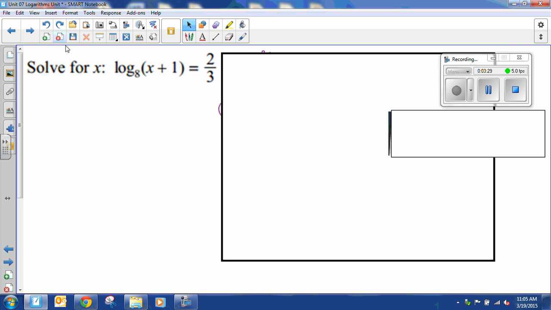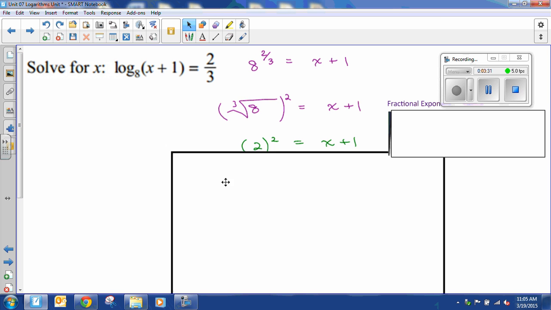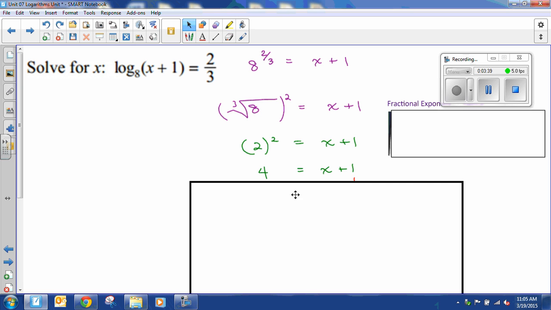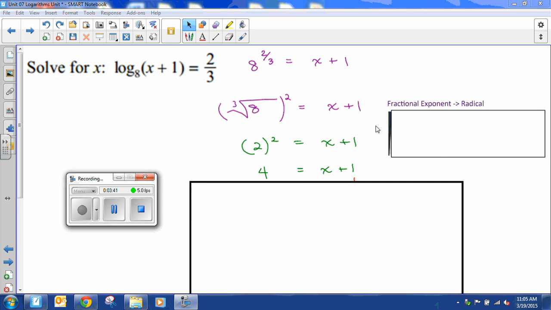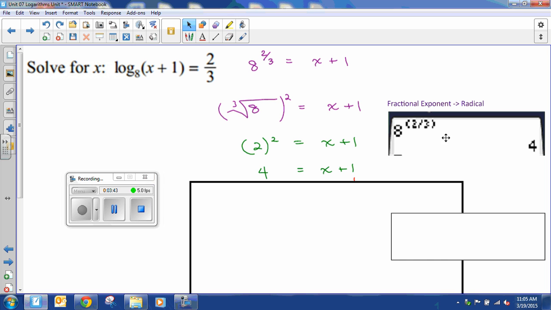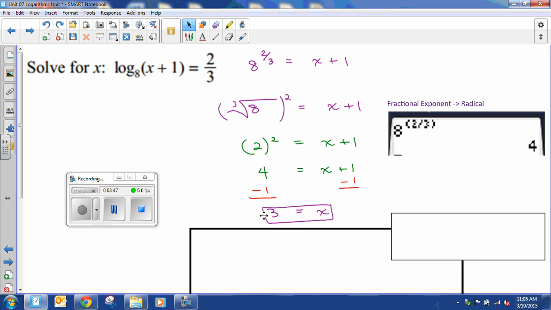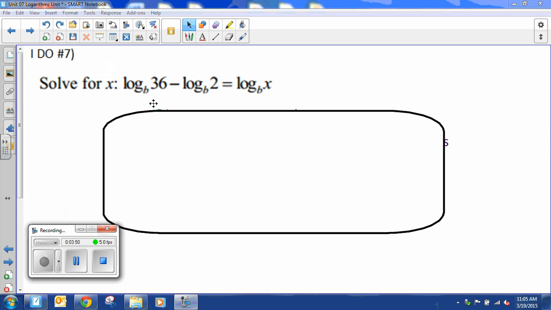Number 6. And this is the you do number 6. Same thing. Go around the world. 8 to the 2/3 equals x plus 1, and the 8 to the 2/3 power is 4. As you can see, if we use the calculator, 8 to the 2/3 gives us 4. You must put 2/3 in parentheses. Subtract 1 from both sides. The answer is 3.